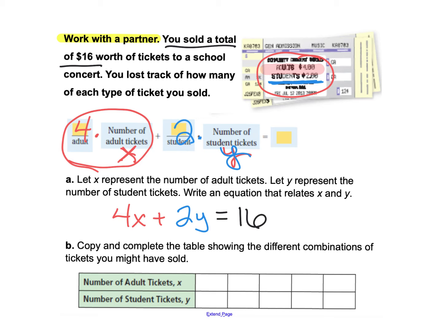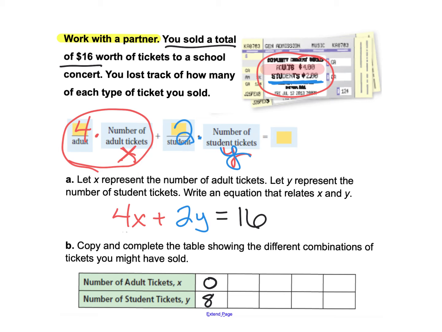Then we're going to complete the table down here of different combinations of tickets that you could have sold. So let's say you sold 0 adult tickets. If I did 4 times 0, that would give me 0 plus 2y equals 16. Well, we can ignore that. Divide by 2, so we know we would get 8 student tickets. So that's what we're going to do each time.